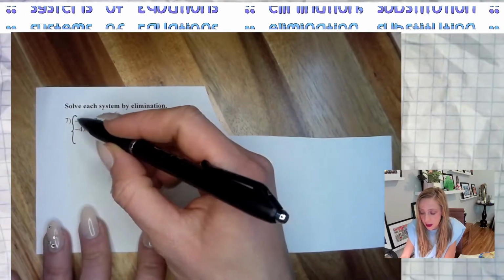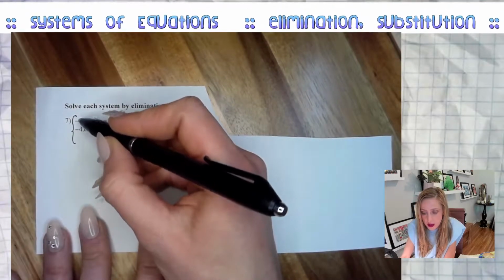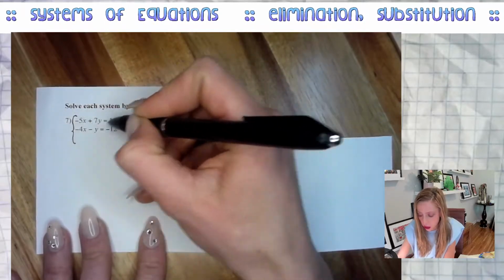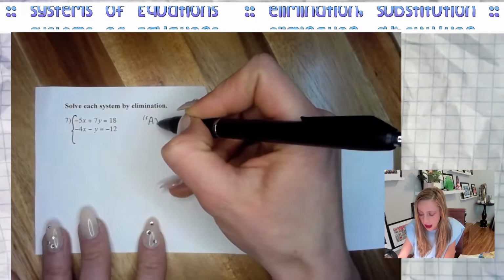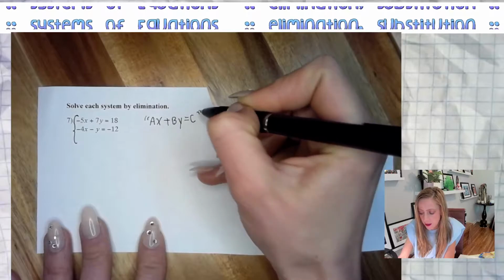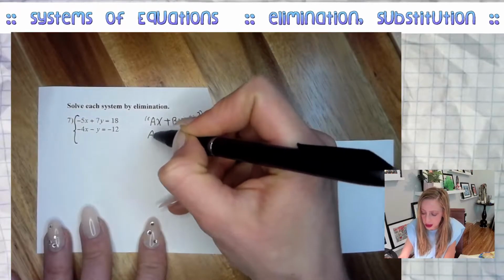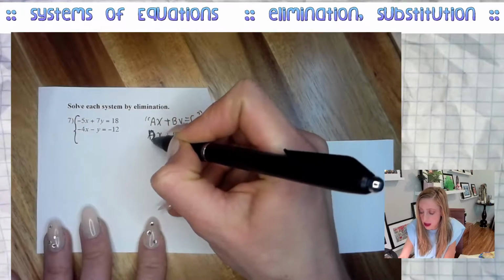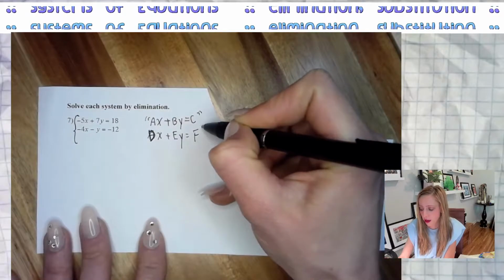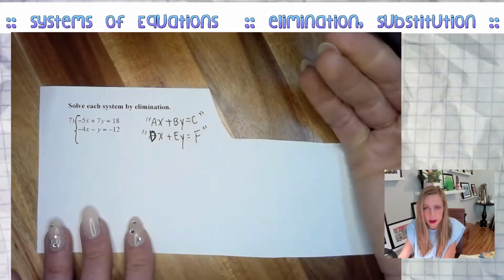I can do that by making the coefficients in front of x, like they're already in the same order. That's important. So they're already written, I'm just going to write it like ax plus by equals c. They're both like that. That means all of your x stuff and all of your y stuff, like dx plus ey equals f. A, B, and C could be positive, it could be negative, it really doesn't matter.